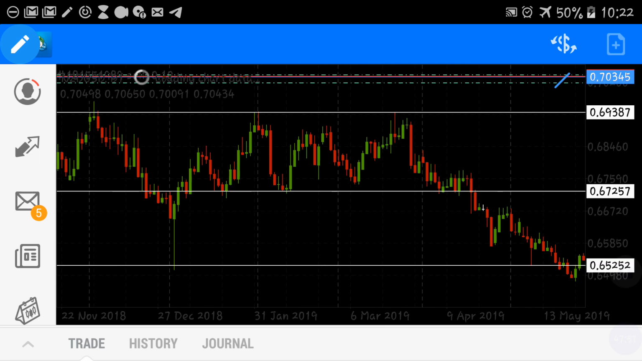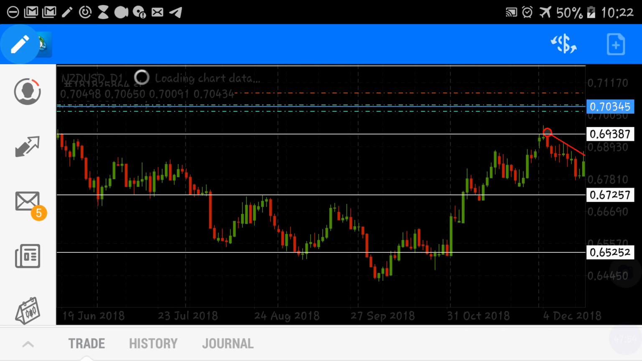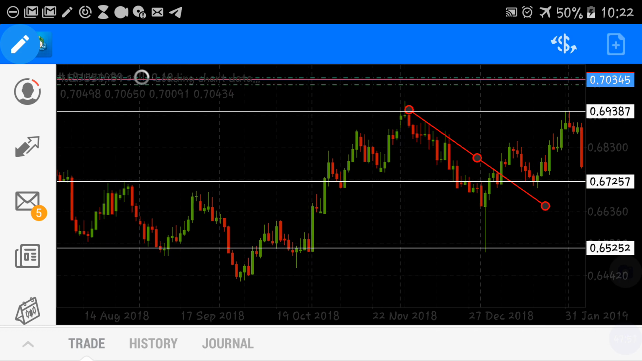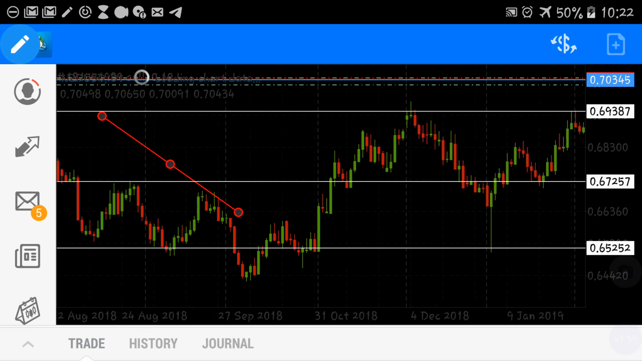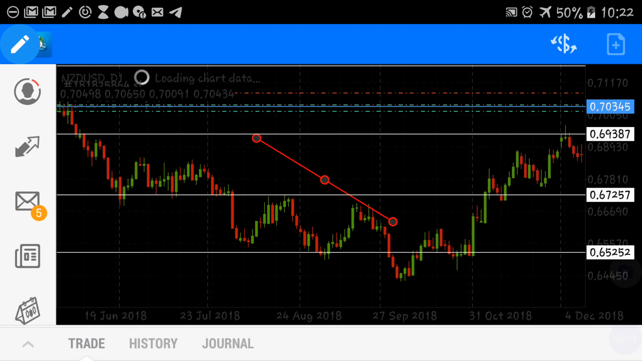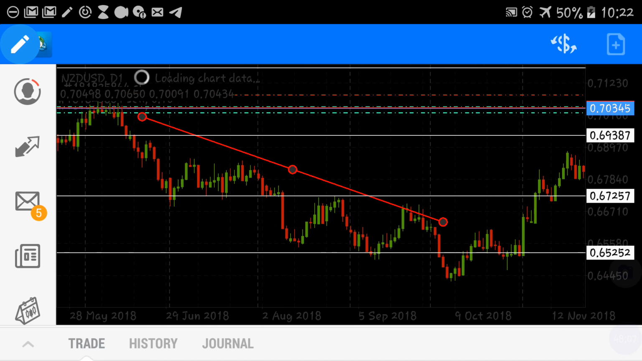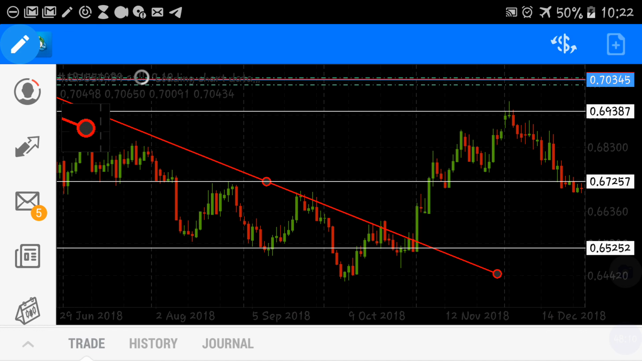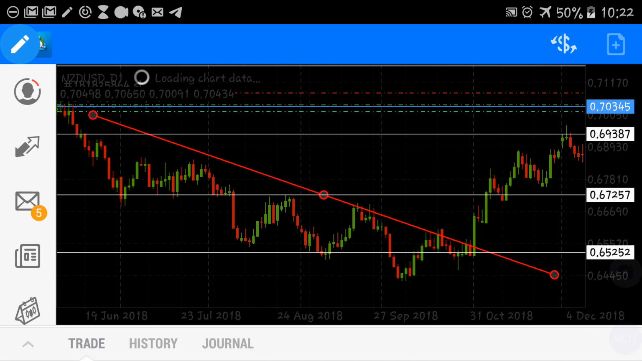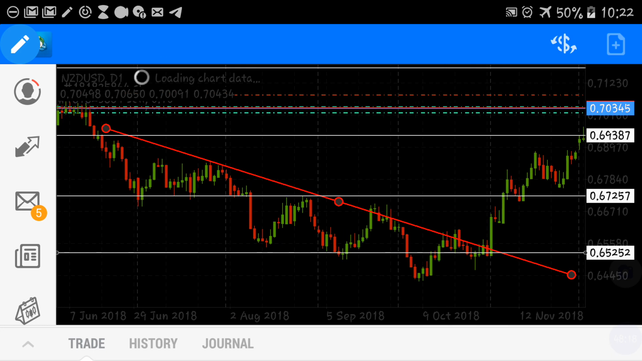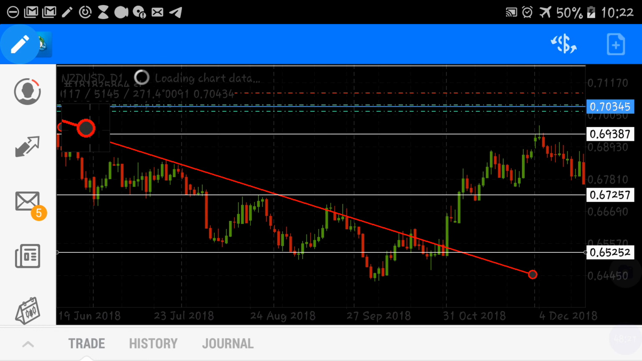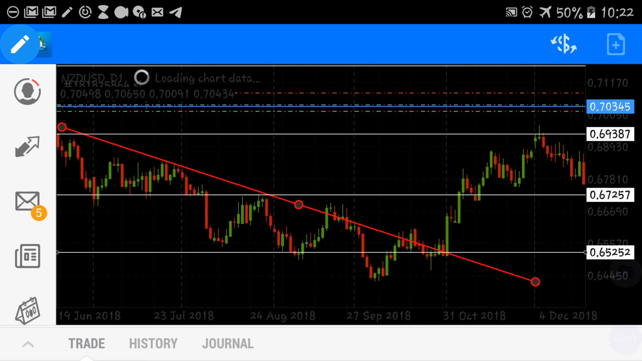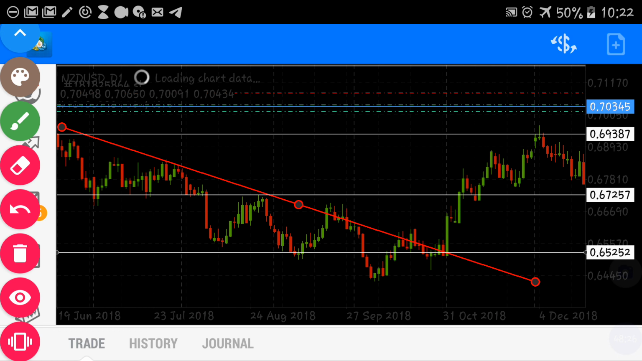Now I will draw that trend line on a downtrend. For example, this is just an example, right? So this market was trending down. We can all see the movement, but I like to illustrate with my pen tool every single time.